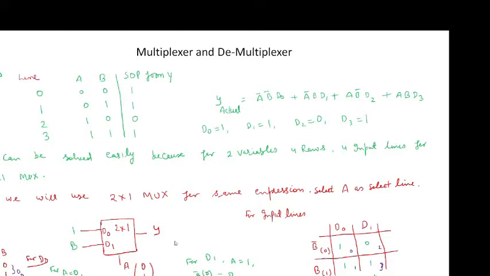So our actual output here will be A bar D0 plus A D1, and here D0 is equal to 1, so it will be A bar into 1 plus A, and D1 is B, so it will be A bar plus AB. Now we can solve it by distribution law. It will be equal to A bar plus A and A bar plus B. A bar plus A is equal to 1, so it will be equal to A bar plus B.